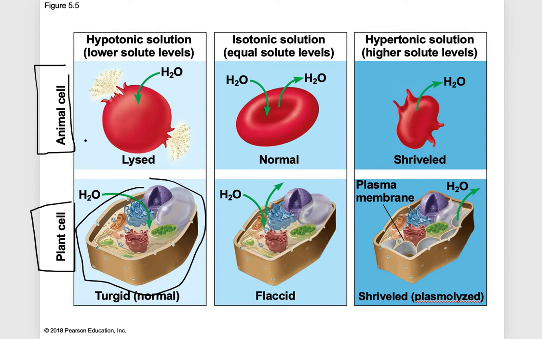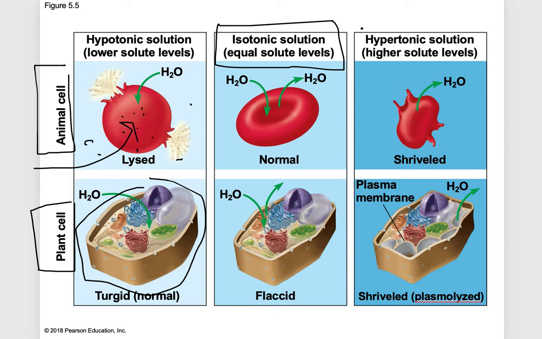Why this is important: this solution out here has a lower amount of solid particles. I'm drawing solid particles, let's say we have 4 out here, but 8 particles on the inside. The water is going to flow from a lower concentration of solids to a higher concentration, and that is why all the water is flowing into the cell until it bursts. Next, we have isotonic solutions. Just no net movement. Everything is kind of normal and the same.